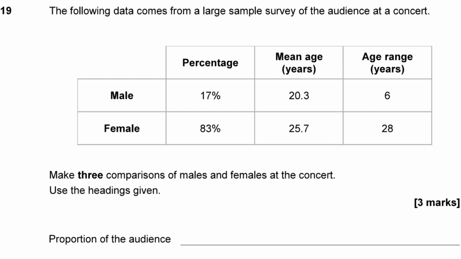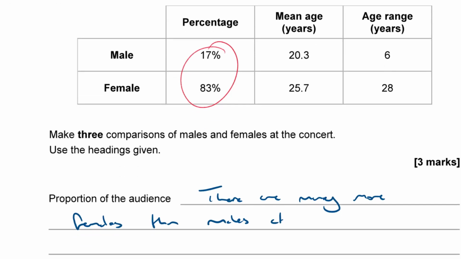Now the proportion is how many males there are to females, aren't there? And you can see here that there are many more males than females. So I'm going to say there are many more females than males at the concert.